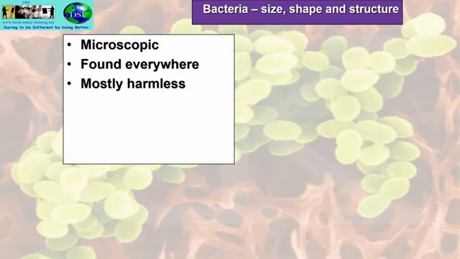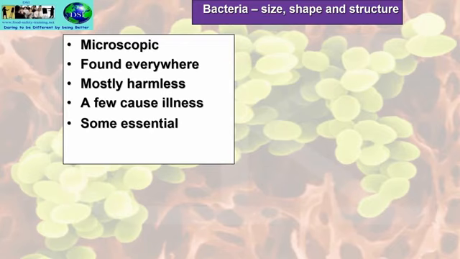Now, they're mostly pathogens because they start off as harmless bacteria. In other words, they're good for the environment, good for us, and they mutate into pathogens, which then will cause us harm. As I mentioned there, a few cause illness, a very small percentage. Some are essential. In fact, from a biotechnology point of view, we need them in the soil to break down any dead and decaying vegetation and animals, etc. We use them in composting.